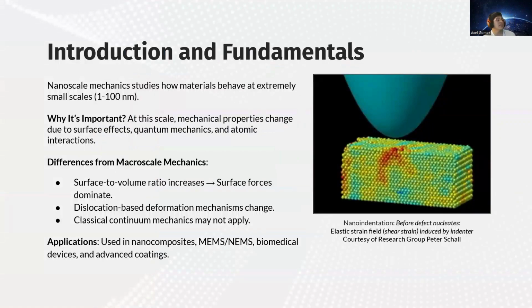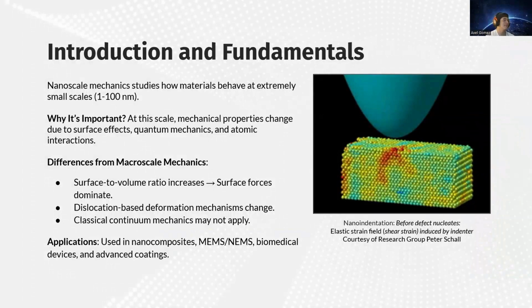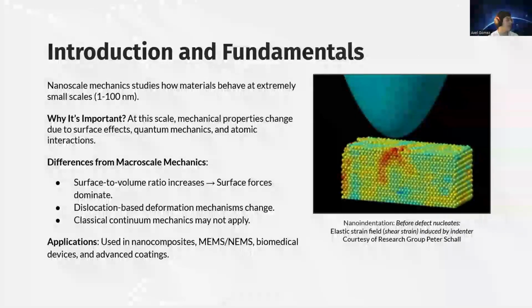At the nanoscale, meaning dimensions between 1 and 100 nanometers, materials behave very differently from what we see at the macro level. That is because a much larger fraction of atoms are located at or near the surface, and these surface atoms do not have the same bonding environment as interior atoms. Additionally, quantum effects and atomic interactions start to dominate, and we can no longer assume that materials behave like smooth, continuous objects. This is where classical mechanics begins to break down.